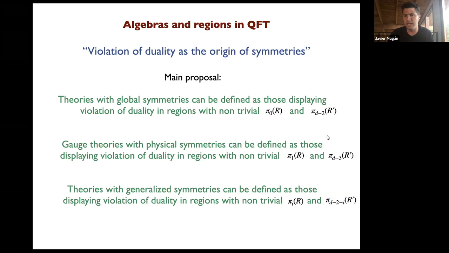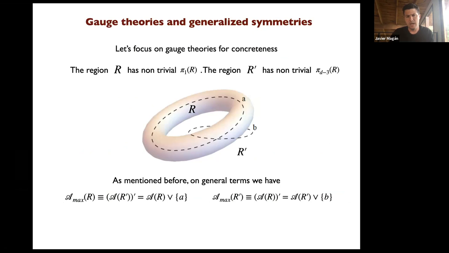Okay, so for concreteness, maybe because it's the more interesting case, for this talk we are just going to focus on gauge theories. And for gauge theories, the proposal instructs us to consider a region R which has non-trivial pi 1. This means it is topologically a ring. Then this forces the region R prime to have non-trivial pi d minus 3, which in four dimensions is again a ring, which is the figure I have depicted here.